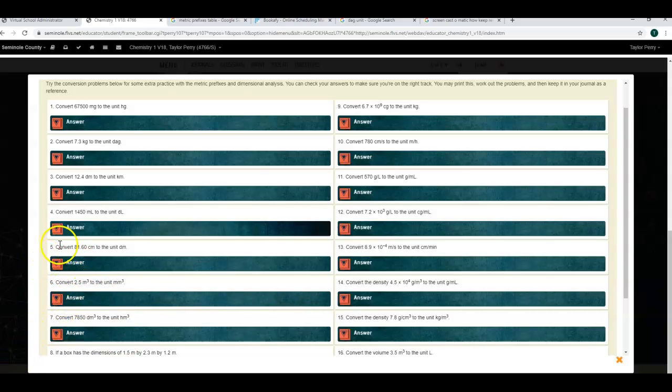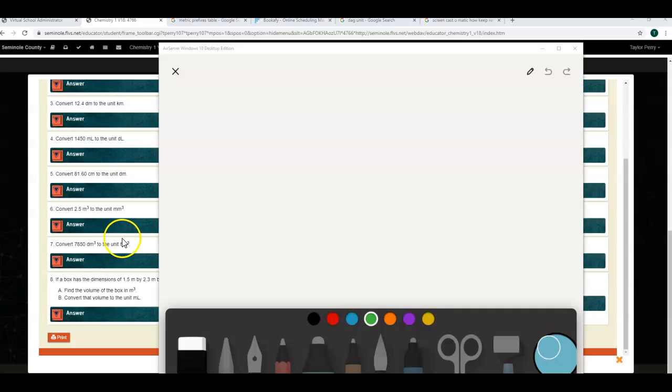Why don't we try number 6? Number 6: convert 2.5 meters cubed to the unit millimeters cubed. Now this one might be a little bit tricky because we're dealing with volume. But that's all right. Let's start with what we have: 2.5 meters cubed. I'm trying to convert this into millimeters cubed.